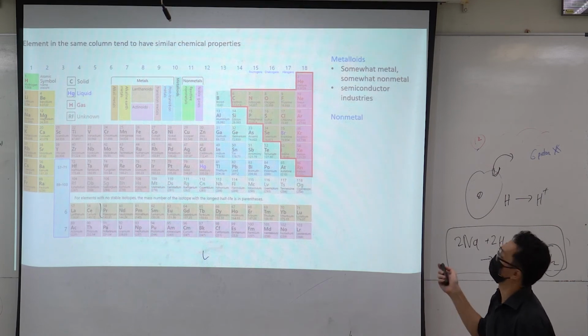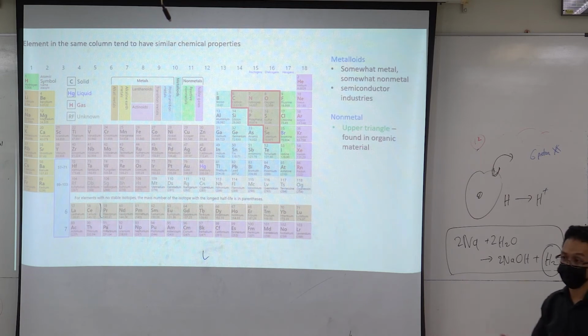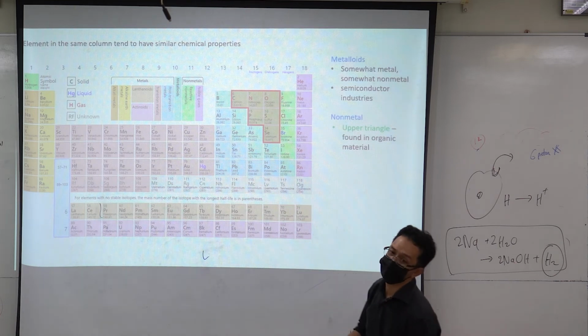You have the carbon, nitrogen, and so on. So this part, the upper triangle here, you normally find in organic material. For example, in your body, you have carbon, nitrogen, oxygen, normally connected with hydrogen.